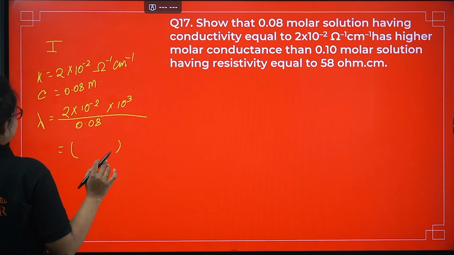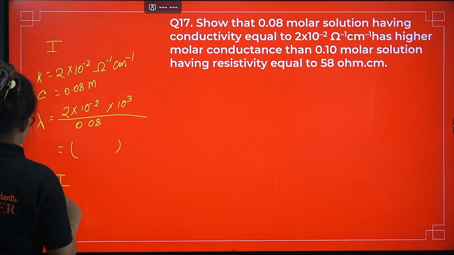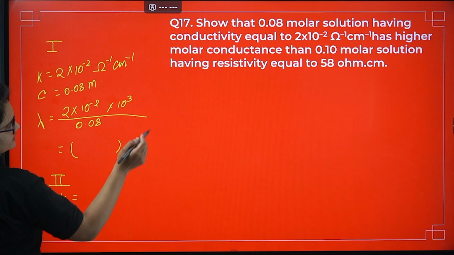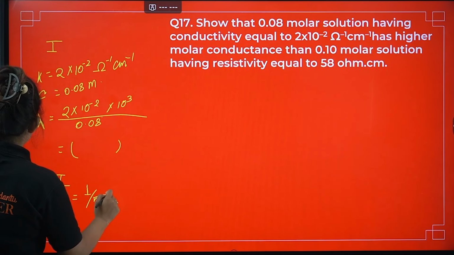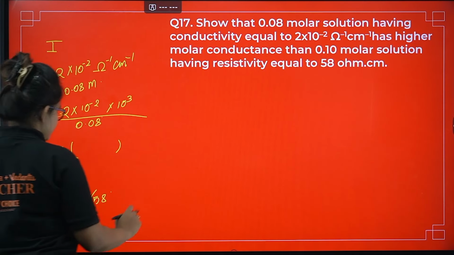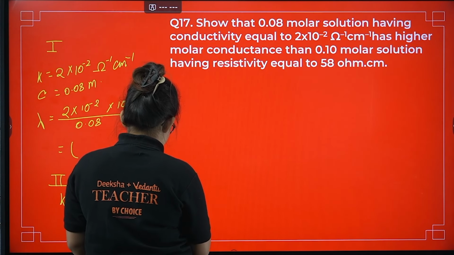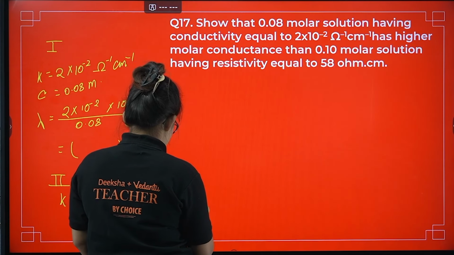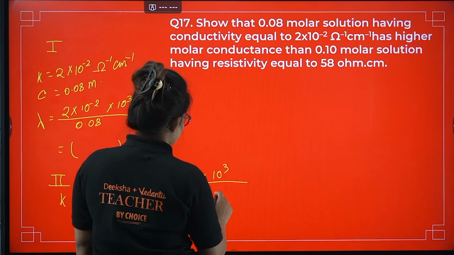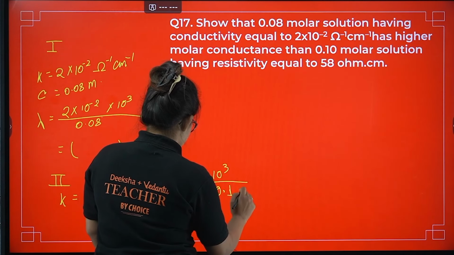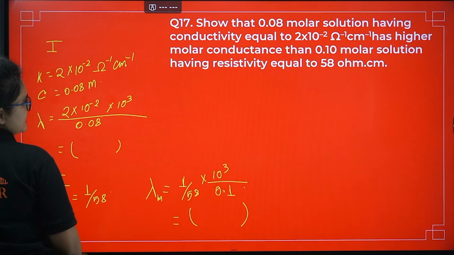We will calculate it later. Next, for the second case, kappa is not given, basically; they gave resistivity, so we can take 1 by 58. Lambda m is kappa, that is 1 by 58 into 10 cube, divided by the concentration, 0.1 molar. If you calculate this and compare, you will get it.